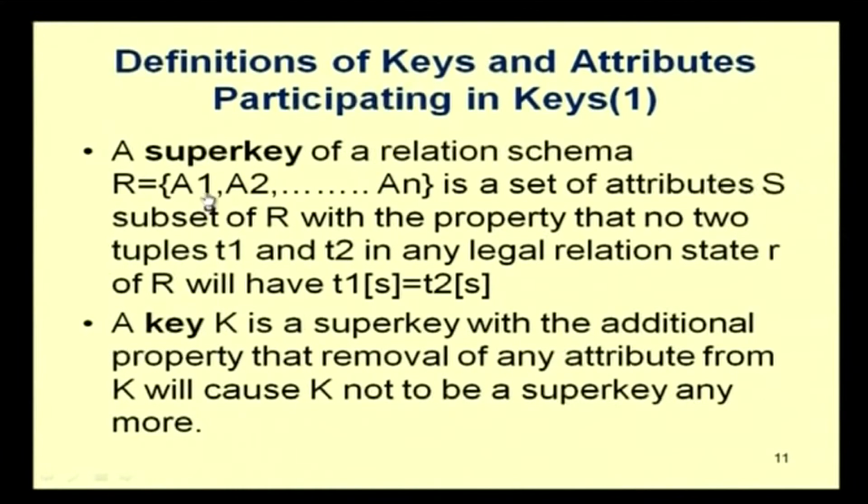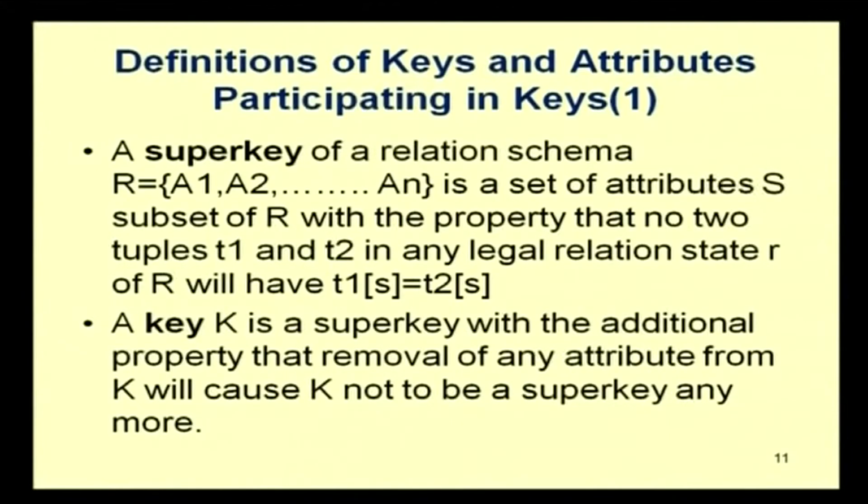Before we go further, let us define some terms that are needed for understanding normalization. So, let us first define what is meant by a super key. A super key of a relation schema R = {A1, A2, ..., An} is a set of attributes S which is a subset of R, that is, out of this A1 to An you take a small subset, and that subset has the property that for any two tuples T1 and T2, you take only those attributes, they will not have the same values. Then that set of attributes is called the super key.